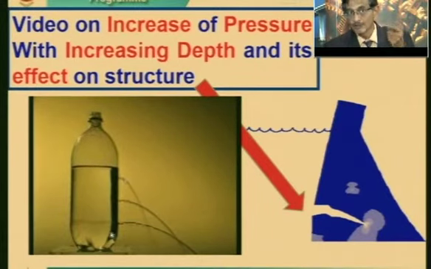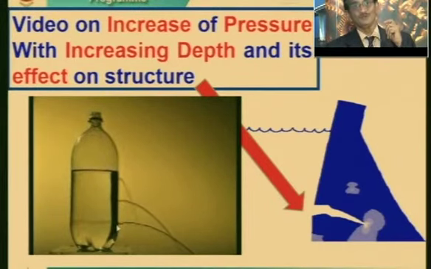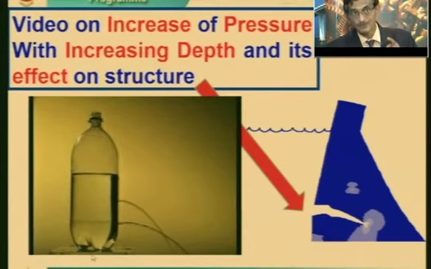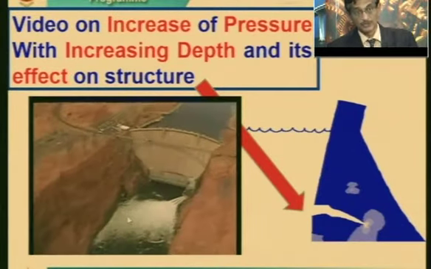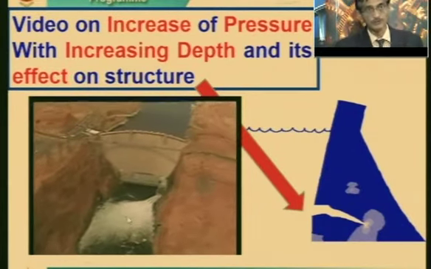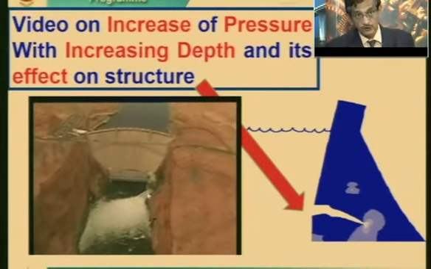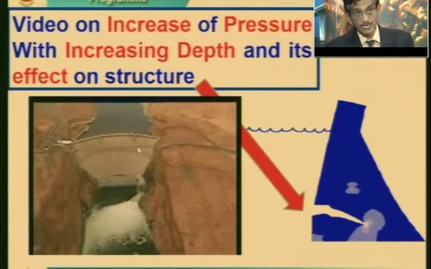Why is it more? Because depth is more. Higher the depth, higher will be the pressure. You can see the trajectory of the picture which you can see in this Grand Coulee dam also. You can see this one jetting out very fast in an arch dam.